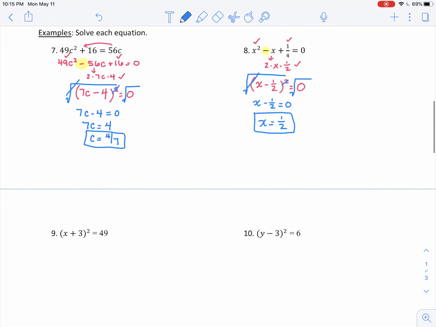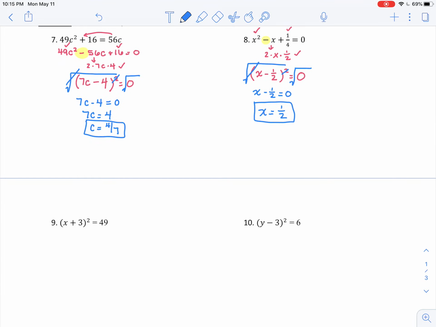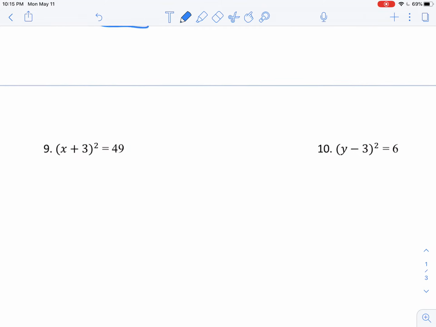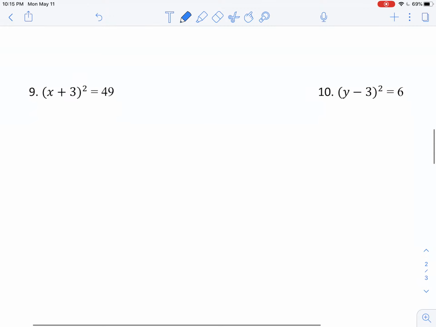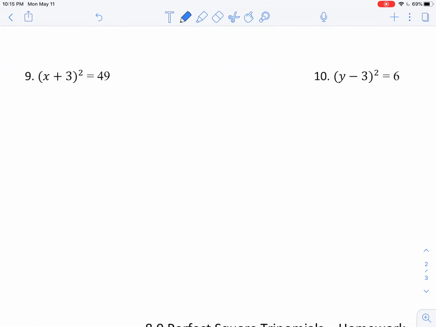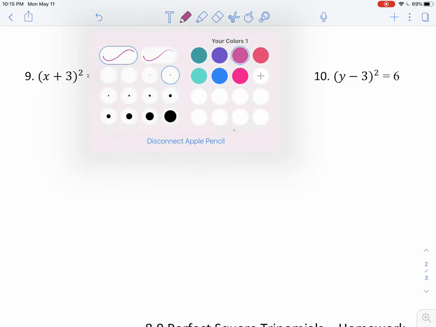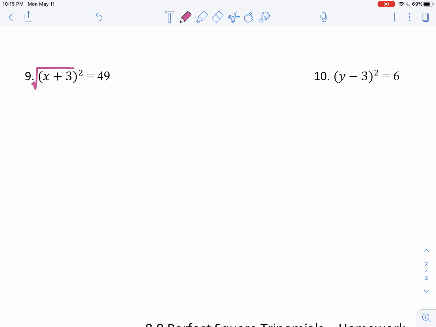Okay, there are two more equations on the back of the notes that I want to go over. Although this doesn't have a perfect square trinomial built into it, actually these two equations have already been factored for you. Notice in questions 9 and 10, you already have your parentheses squared on the left side, but we have a number other than 0 on the right side of our equation. We're going to solve by taking the square root of both sides, just like we did in the last two questions. We want to get rid of that squared.